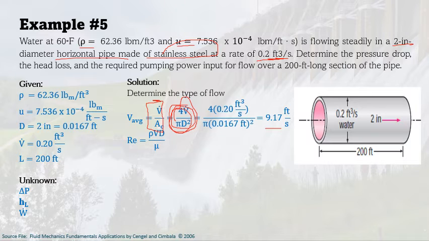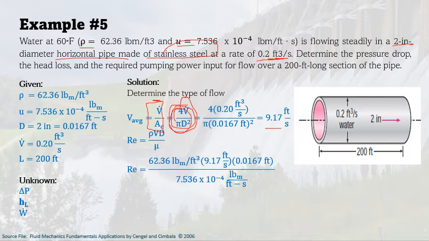feet per second. The Reynolds number can be computed by substituting the values from the given and the average velocity. We get a Reynolds number of 126,431.8758. Obviously, this is too far from 2,300, so this is a turbulent flow, highly turbulent flow.